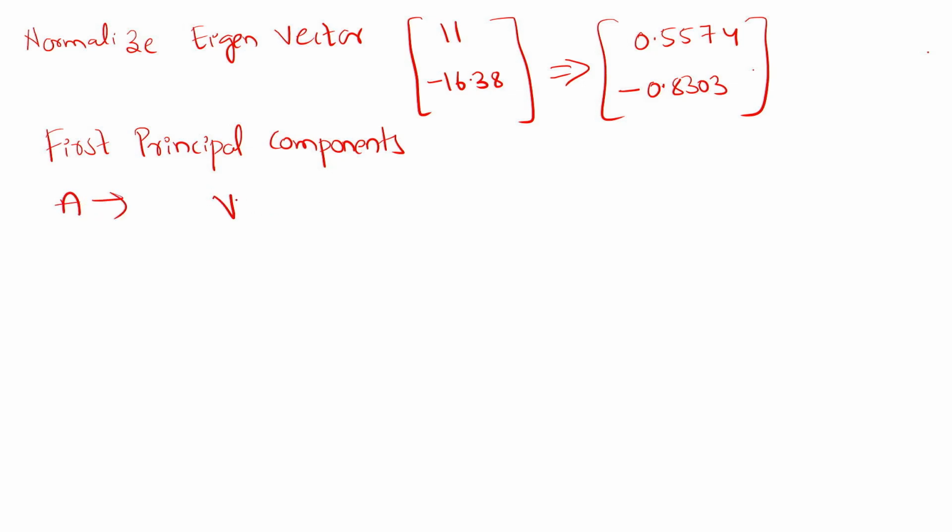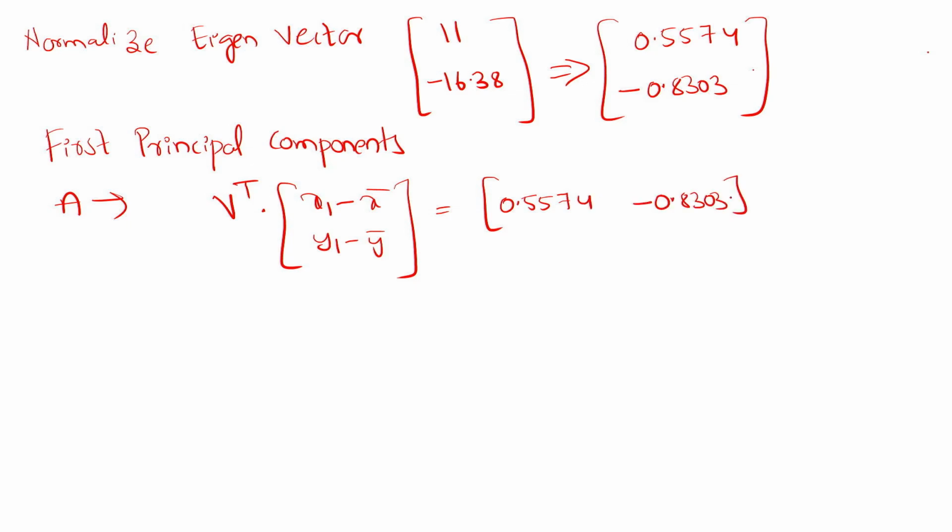It is nothing but vector transpose into x1 minus x bar, y1 minus y bar. This is what we have to multiply, right. So, what is V1 transpose? It is 0.5574 and minus 0.8303 into x1 minus x bar.